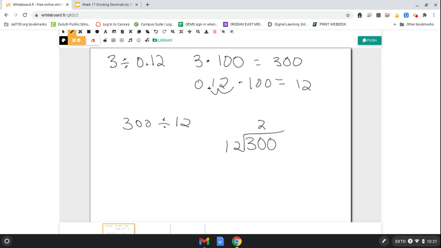Setting it up as long division, 12 goes into 30 twice, which is 24. You get 6 left over, bring down your 0. 12 goes into 60 5 times, and 5 times 12 is 60. So 300 divided by 12 is 25. When we multiply both the dividend and the divisor by the same number, it doesn't change our quotient at all.